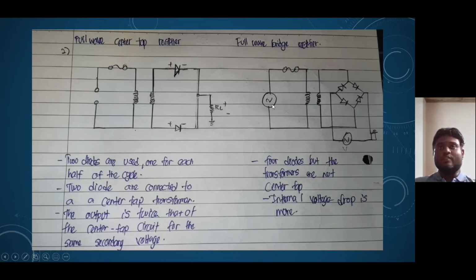And for the full wave bridge rectifier, four diodes are connected to a transformer, and it is not a center tap. Moreover, the internal voltage drop is more than in the full wave center tap rectifier. Moreover, I'm going to share some things about the full wave center tap rectifier.